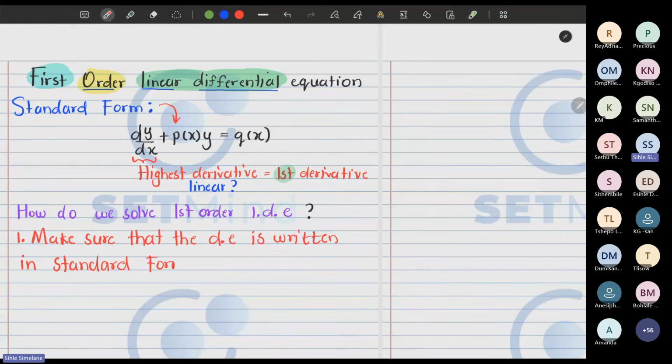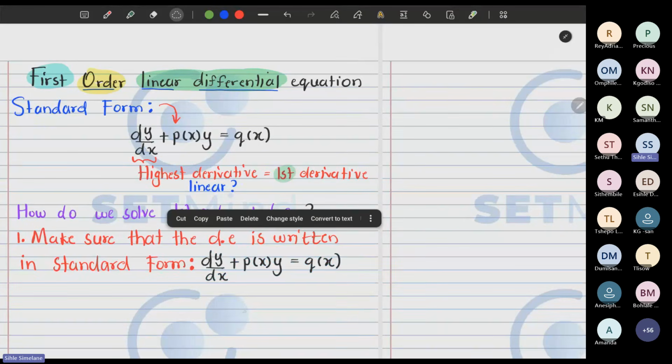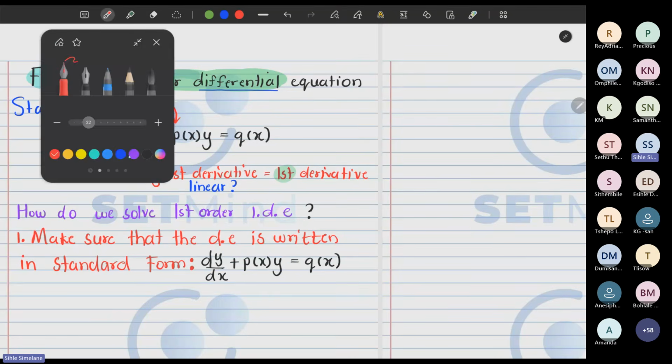And remember what is standard form? I gave it to you above, so I'm just going to copy it and paste it down here. So that is the first thing you need to do. And you'll see when we do problems that it's not always in standard form, so you need to do some gymnastics to get it to be in the correct form.